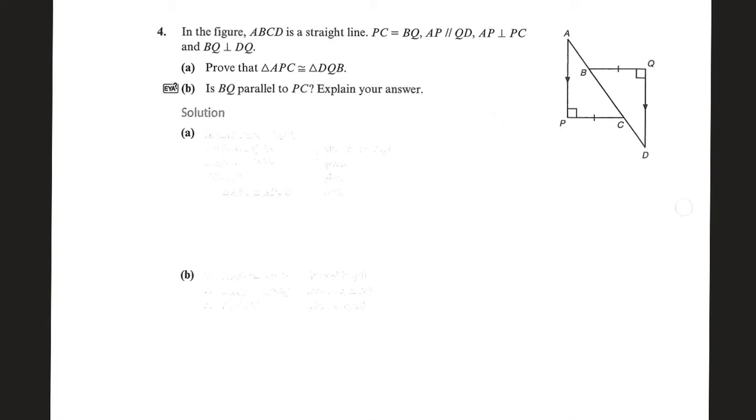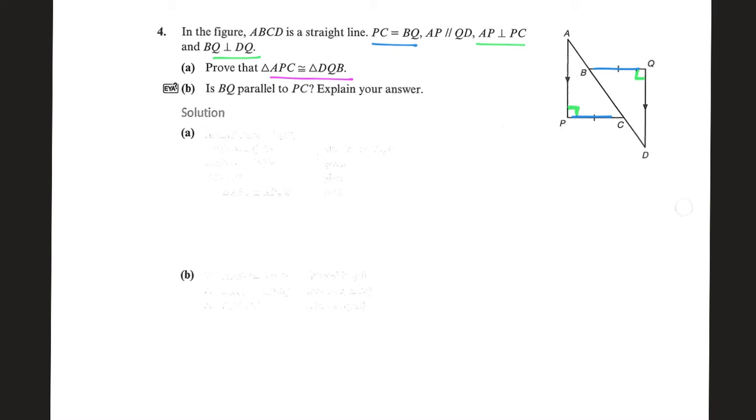Okay, so next we look at another question. Once again, we seek some given information first, including BC is BQ, which is given, green color. Perpendicular means that there are two 90-degree angles over there. Okay, so at last we are looking at triangle APC and triangle DQB.